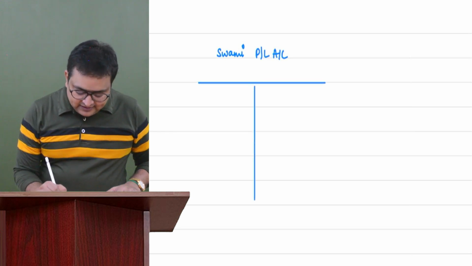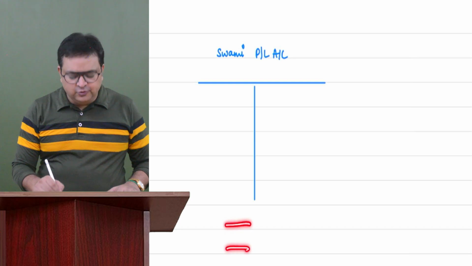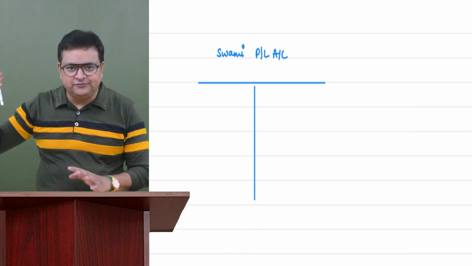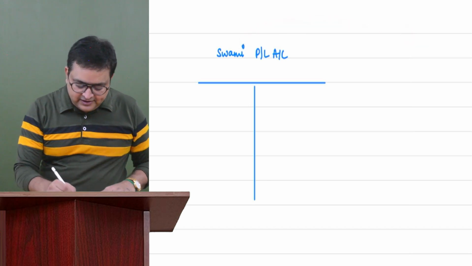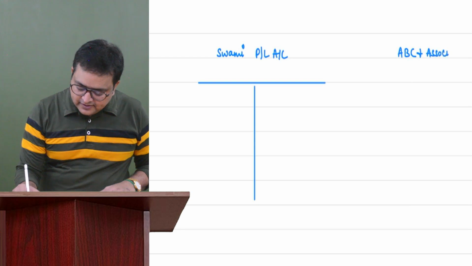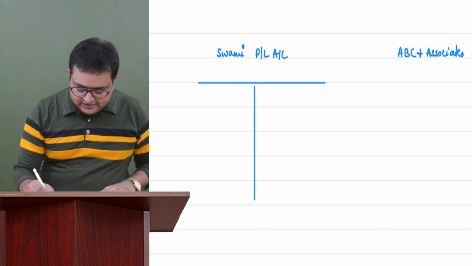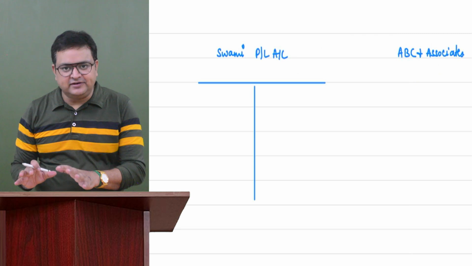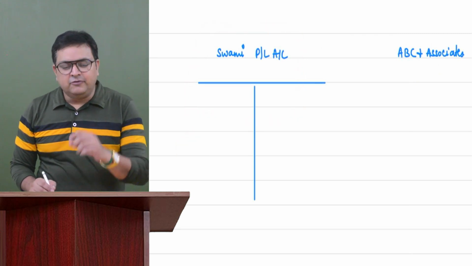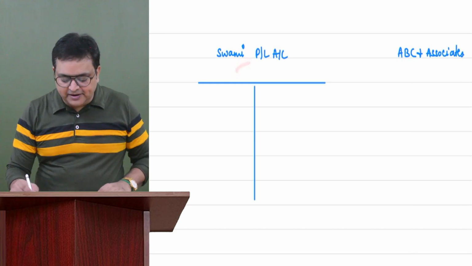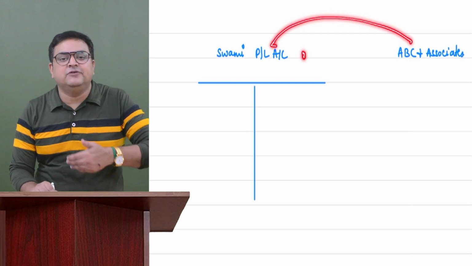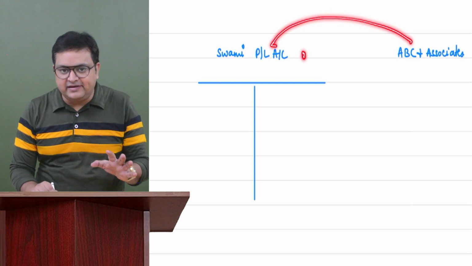And let's say it has been given to us that this person, Swami, is a partner in some other partnership firm. Let's say there is a partnership firm ABC and Associates, and this person is a partner in this firm. We don't have to calculate the total income of the partnership firm here. We have to calculate the total income of this individual, Mr. Swami. But one of the adjustments is that Swami is a partner in ABC and Associates, and he's getting a remuneration in the form of interest, bonus, commission, or salary.